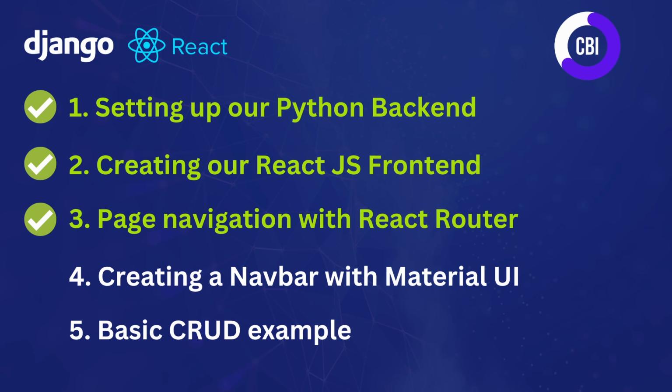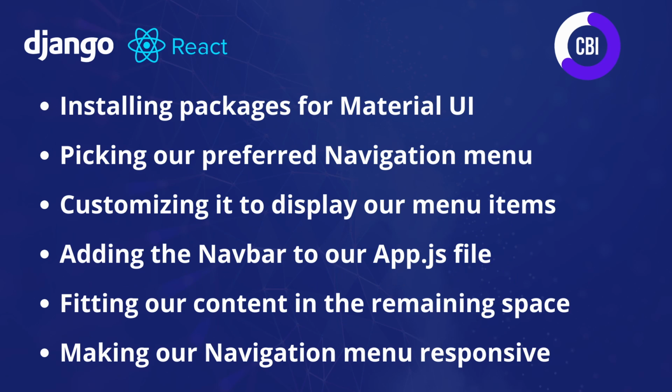In this video, we're going to continue and we're going to make our front end look much better by creating a navigation menu using components from Material UI. And to realize this, we're going to follow 6 steps. We're going to start by installing packages for Material UI so we can use all of those nice components in our application code.